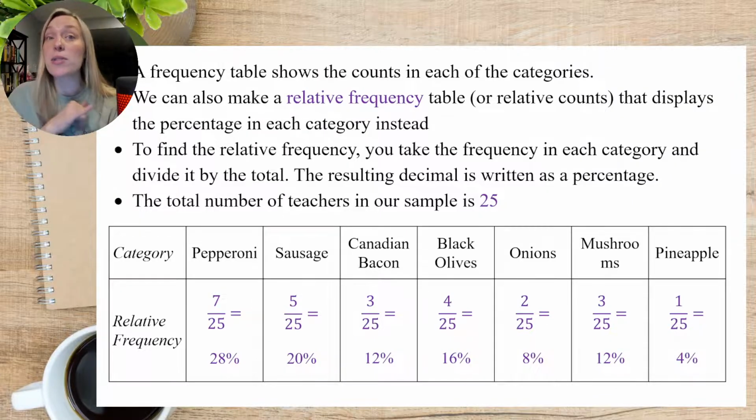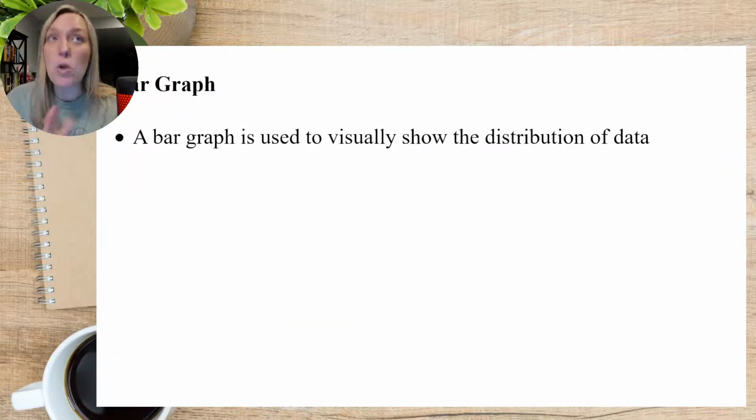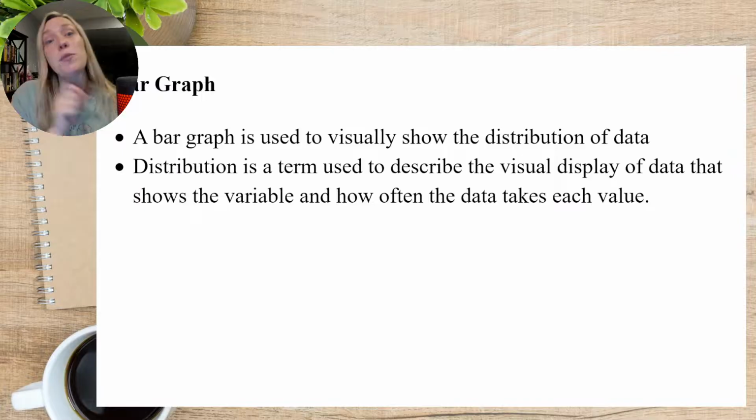Pause the video, copy those down if you need to, but let's move on and talk about how we can start to graph this data, okay? So the most common way we display categorical data is with a bar graph. A bar graph is used to visually show what we call the distribution of data. That term distribution is used to describe the visual display of data, and the visual display shows the variable and then shows how often the data takes each of those values.